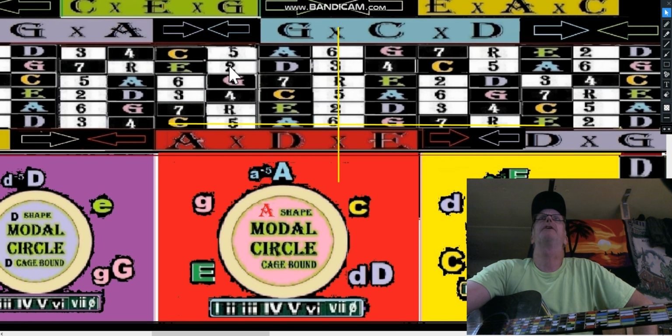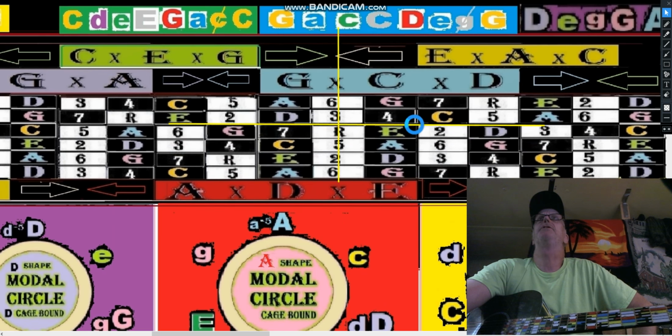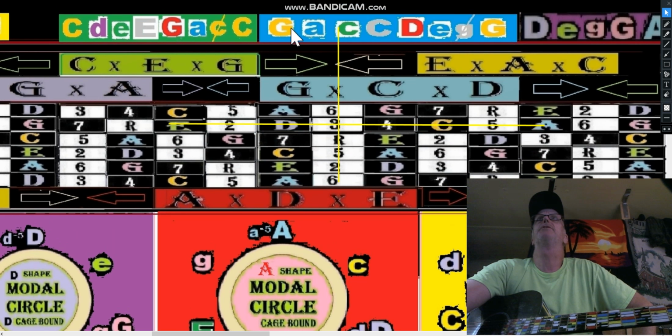Where is our 6, our 2, and our 4 gone? Here's the 6, here's the 2, and the 4. It's gone to an A minor shape. Okay, so here's our G. Now I'm going to just go, don't worry about where the string is right now.